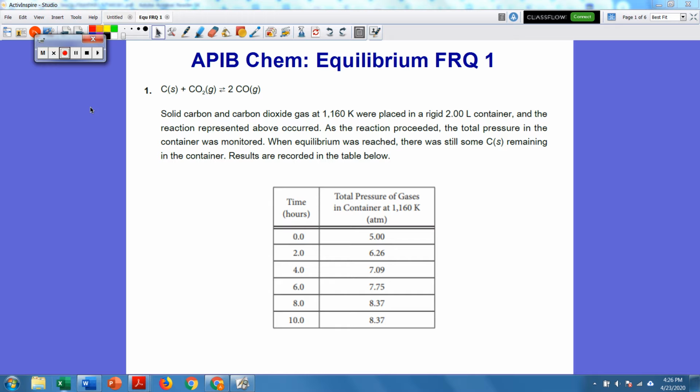So the reason that you're going to see an increase in total pressure goes back to what I was telling you about the coefficients here. Our coefficient here is 2 moles of carbon monoxide for every 1 mole of carbon dioxide. So since we're starting with this and ending up with at least some of this, we're going to have a total increase in the number of moles of gas in the same volume, which is going to increase our pressure. So it is not surprising that we're seeing an increase in the total pressure of the gases in the container as we go along.